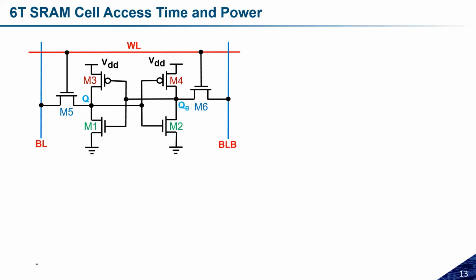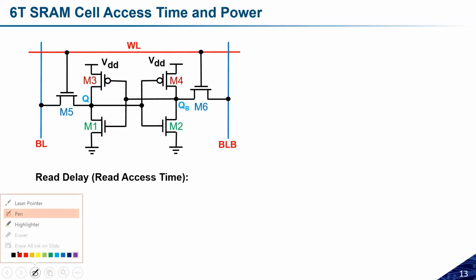If the memory is in hold state, while reading or while writing, it may dissipate some power. I will tell you how the power can be calculated. Suppose here we have a memory, and here we have two storage nodes on the bit line and bit line bar. The first parameter I have to calculate is the read delay, or we can also call it the read access time. What is that read access time and the read delay? Let us try to see it.